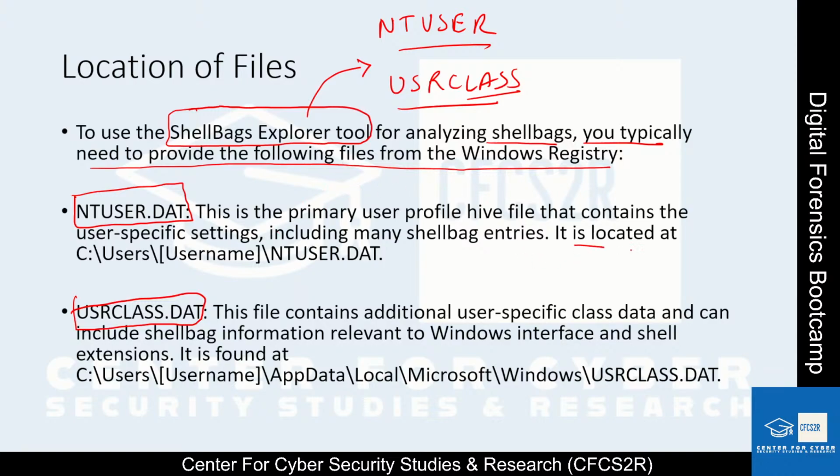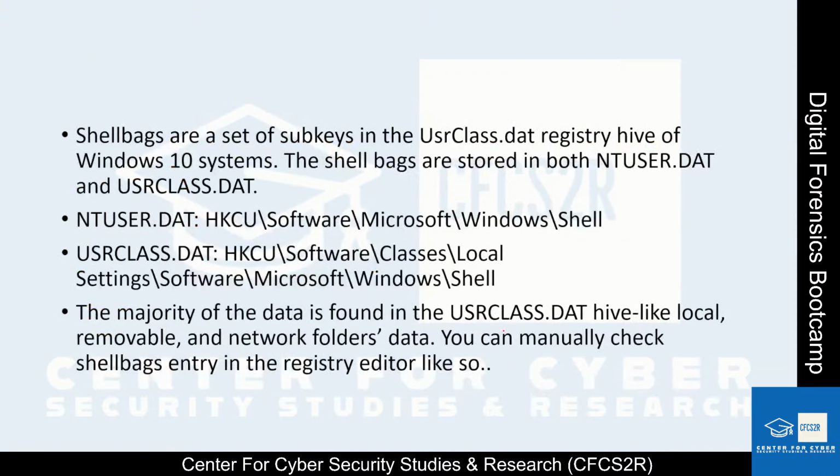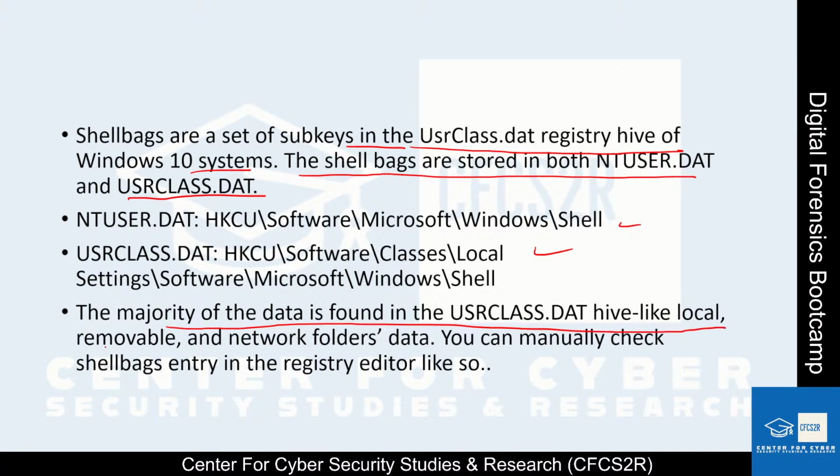It is located at C:\Users\username\ntuser.dat, and usrclass is available in C:\Users\username\AppData\Local\Microsoft\Windows\usrclass.dat. So this is the location of both the files. Shellbags are a set of subkeys in the usrclass.dat registry hive of Windows 10 systems. The shellbags are stored in both ntuser.dat and usrclass.dat. The majority of data is found in the usrclass.dat hive, like local, removable, and network folders. You can manually check shellbag entries in a registry editor like so.